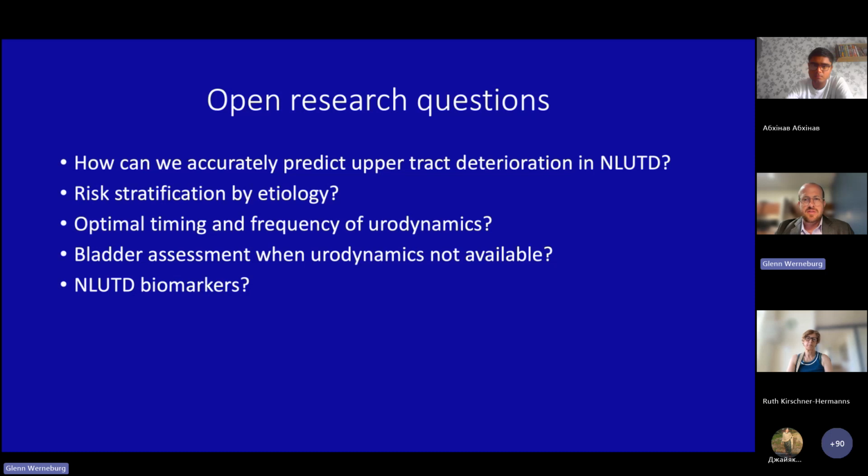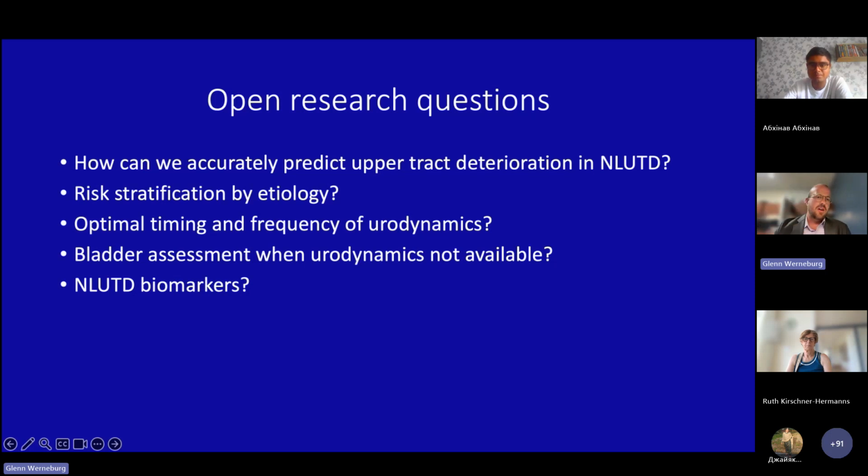These are active areas of interest, including for INUS. So we have a whole group dedicated to thinking about this and better understanding how we can provide the best care for patients in the context of resource limited settings. Professor Kirshner Hermans is also involved in this as well.